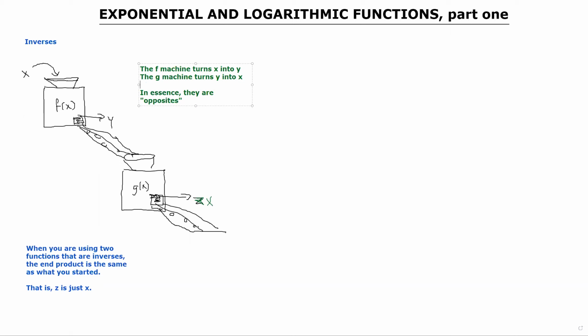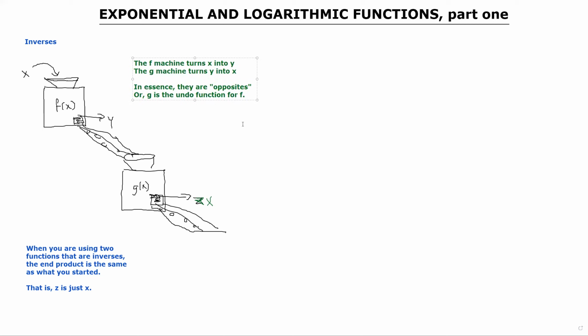Now, I like to use the word opposite very lightly here. I prefer to think of it as they are backwards versions, or g is the undo function for f. It reverses what f does. And you're going, okay, well, why does this matter? Well, these are actually super important in general because what they mean is that you can strip away some process.